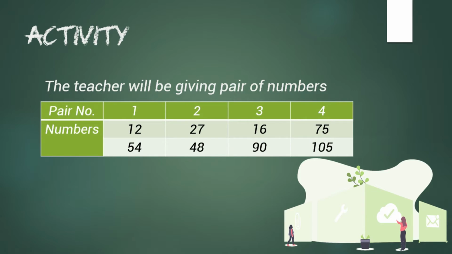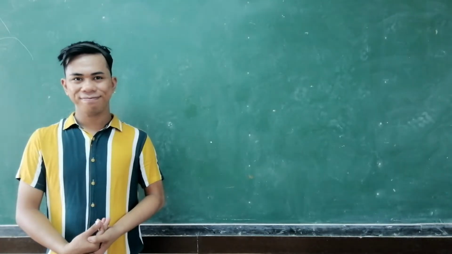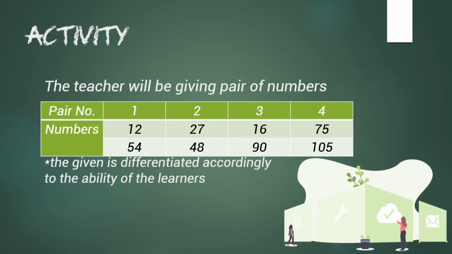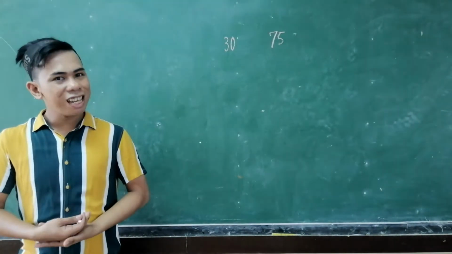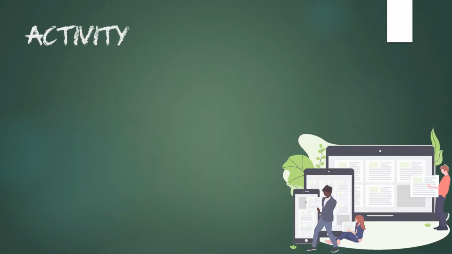And I have of course my own pair of numbers for you to be guided in following the instructions. I actually flashed the pairs of numbers that you are about to do with our activity for today. And of course, again, I have here my pair of numbers. So, are you ready? Okay, so step number 1.